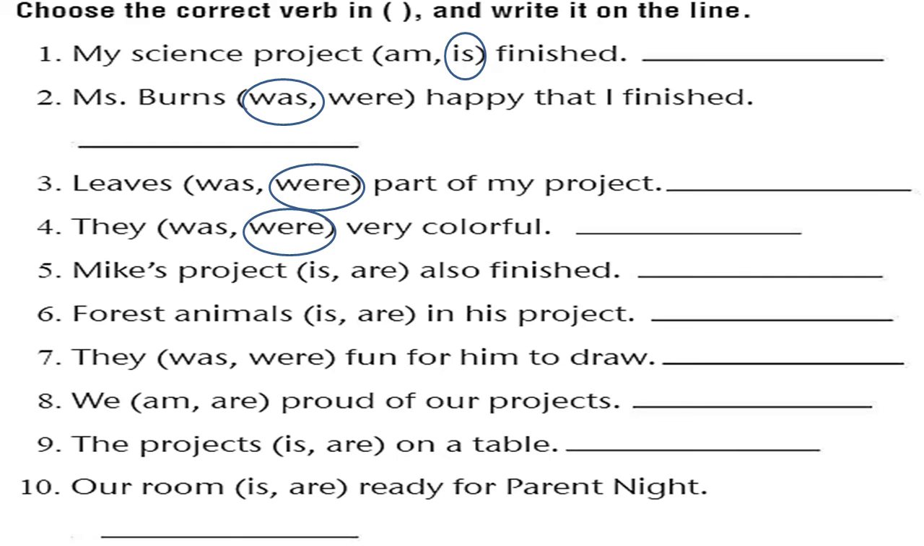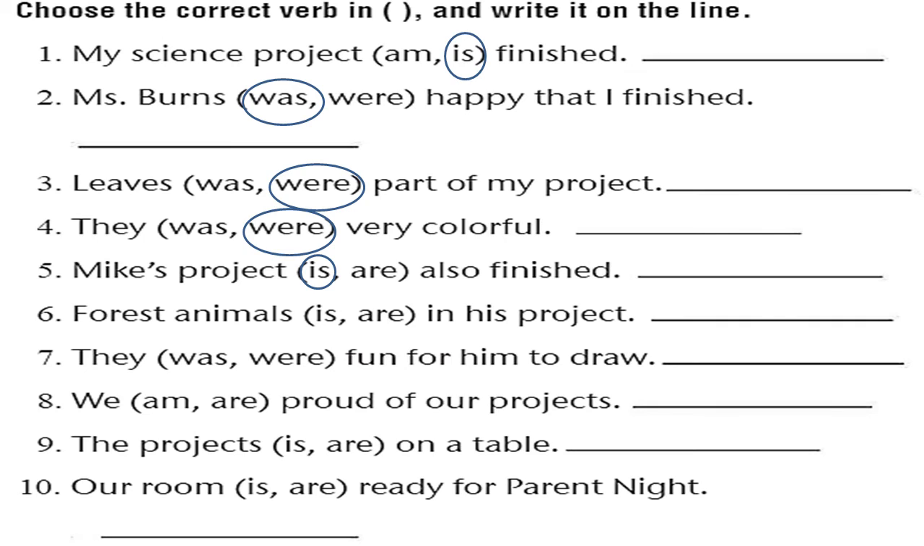Let's try the fifth sentence. Mike's project is also finished. Mike's project are also finished. Think about it. Mike's project. It's Mike's project. One project. And it is a project. So Mike's project is also finished.